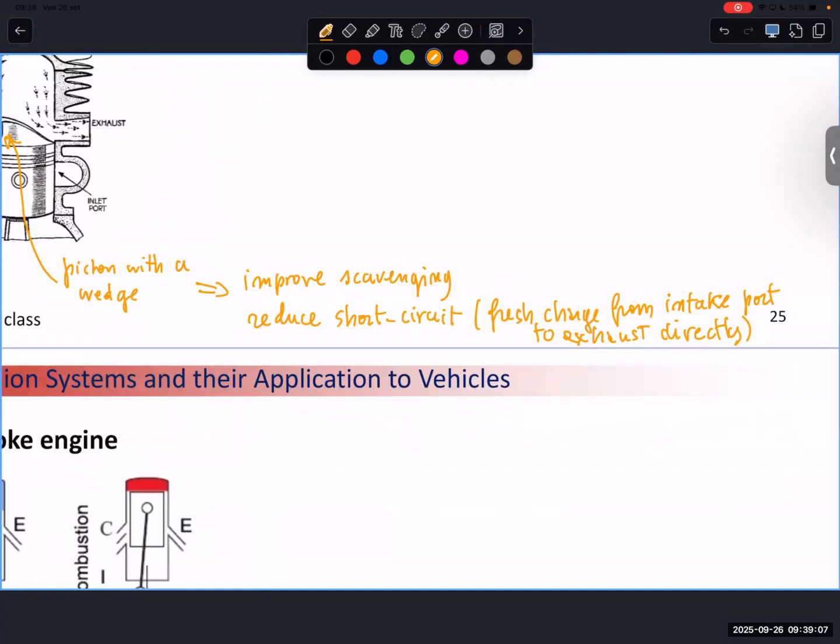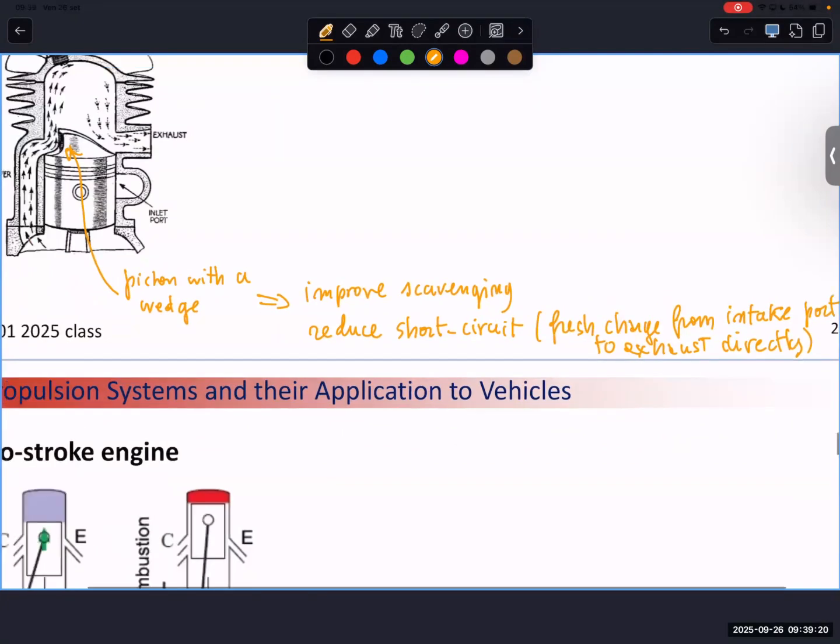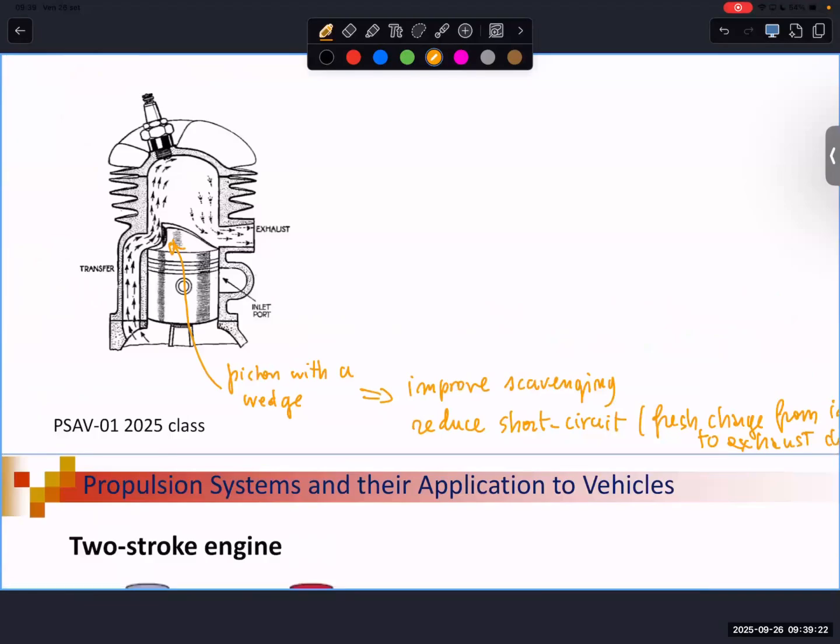So short circuit, direct communication between intake and exhaust, like it is occurring in an electric circuit, in which the circuit is not performing correctly. So this is why you can have a particular shape of the piston that can guide the flow, avoiding this passage. So short circuit would be this one. So before closing the exhaust port, the fuel or the charge, let me say, sorry, is going directly to the exhaust.